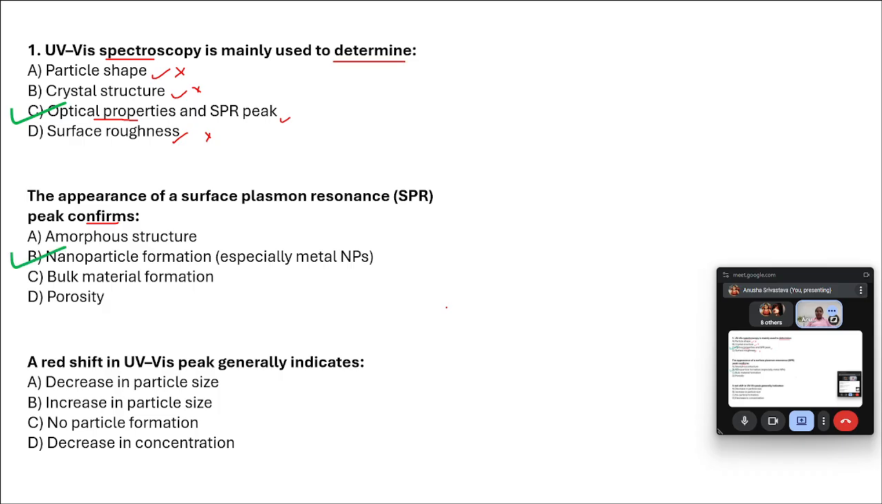Obviously, nanoparticle formation, especially metal nanoparticles. We discussed for gold that if we get a peak at around 520, it indicates spherical gold nanoparticles of 20 nanometer size. This is just one example. For gold nanorods, there would be two peaks. So the surface plasmon resonance peak confirms nanoparticle formation. The third question is: a red shift in the UV-Vis peak generally indicates what? We have studied this as well, and seen under what circumstances this red shift is observed.